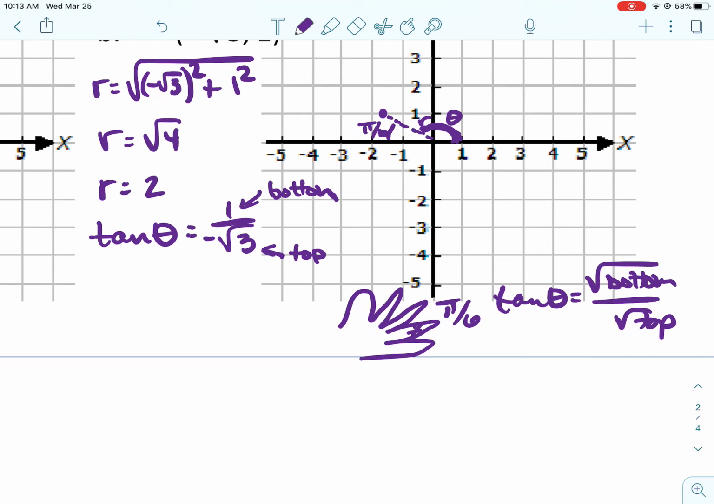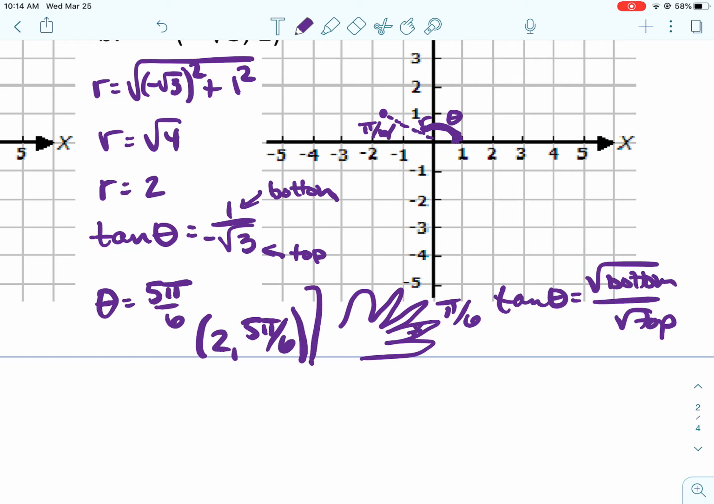But I hope you guys recognize that this angle right here is not the angle pi over 6. This is the angle that's pi over 6. So we need to think about what pi over 6 is in quadrant 2. And hopefully you guys remember that is 5 pi over 6. So our answer for this is 2, 5 pi over 6.